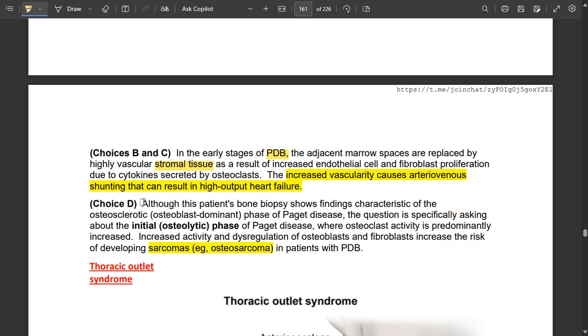If the patient's biopsy shows osteosclerosis, that is the osteoblast dominant phase of Paget's disease. The question is especially asking about the initial phase, the osteolytic phase of Paget's disease. Increased activity and dysregulation of osteoblasts and fibroblasts increase the risk of developing sarcomas, so there is a high risk of osteosarcoma in patients with PDB.